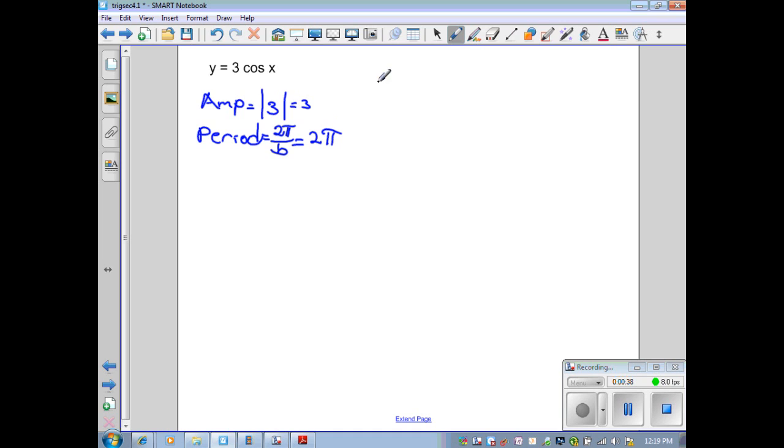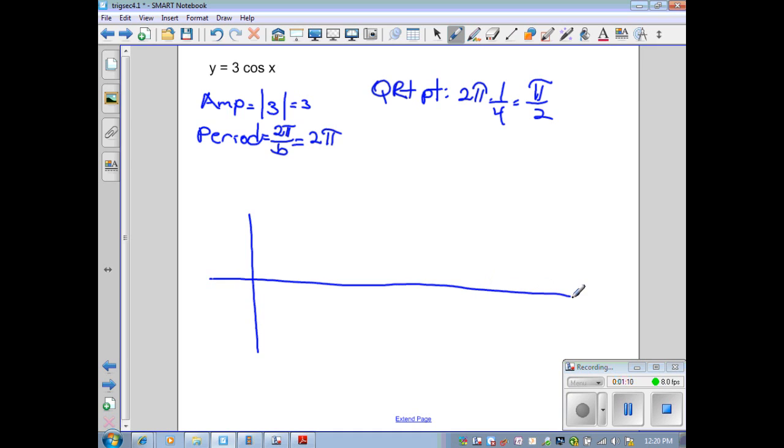My quarter point is going to be my period times 1/4, 2 pi times 1/4, which is going to equal 2 pi over 4, or pi over 2. And remember, all I'm going to do is count by ones, 1 pi over 2, 2 pi over 2, 3 pi over 2, 4 pi over 2, until I reach my period. So now all I need to do is to graph the function, creating a y-axis and an x-axis.